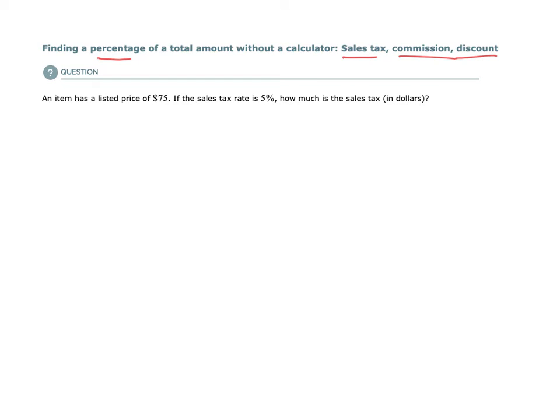So there's an item that has a listed price of $75. If the sales tax rate is, I'm going to change it to 7% like Indiana's, if the sales tax rate is 7%, how much is the sales tax in dollars? Okay, so we want to figure out what 7% of $75 is, and we'll do more lessons like this later in the year when we really get into percents. But we want to figure out 7%.